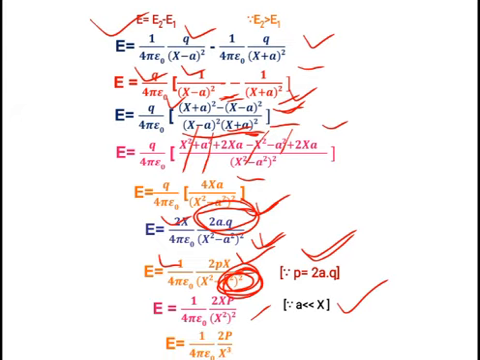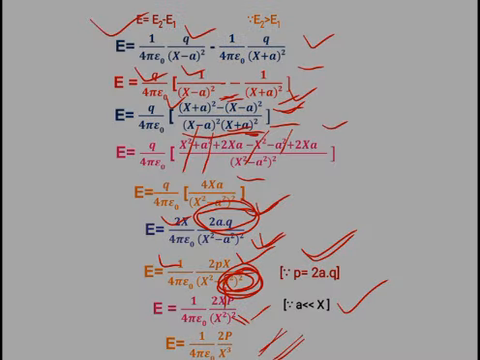Next, E is equal to 1 divided by 4 pi epsilon naught, 2p divided by x cube. Why? Because in the numerator 1x is there, and in the denominator it is total x raised to 4. If we cancel 1x from the denominator, then it becomes x cube. So E is equal to 1 divided by 4 pi epsilon naught, 2p divided by x cube. This is the final expression for the electric field on the axial line.